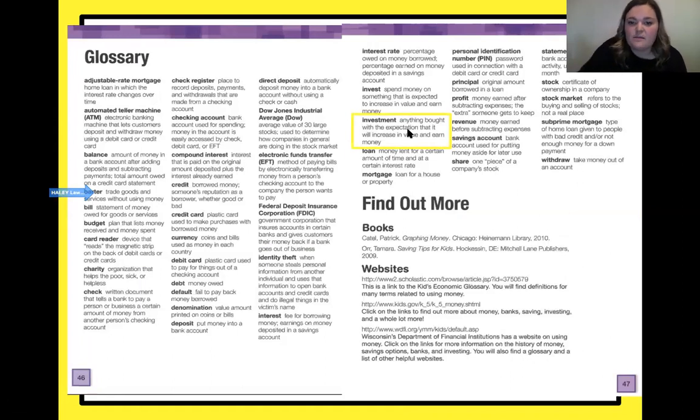Investment, anything bought with the expectation that it will increase in value and earn money. So you're specifically buying it because you're like, hey, in a few years I can sell that and make money off of it. Or you think it might grow money as you have it. What about a check? It is a written document that tells a bank to pay a person. So that's like a note to the bank saying, hey, pay this person this much money.